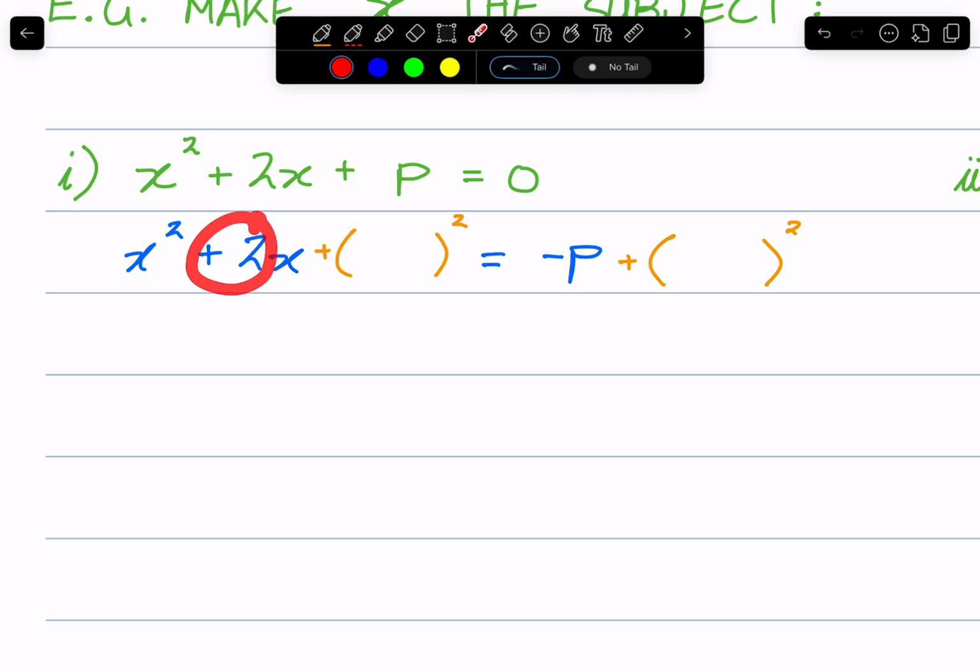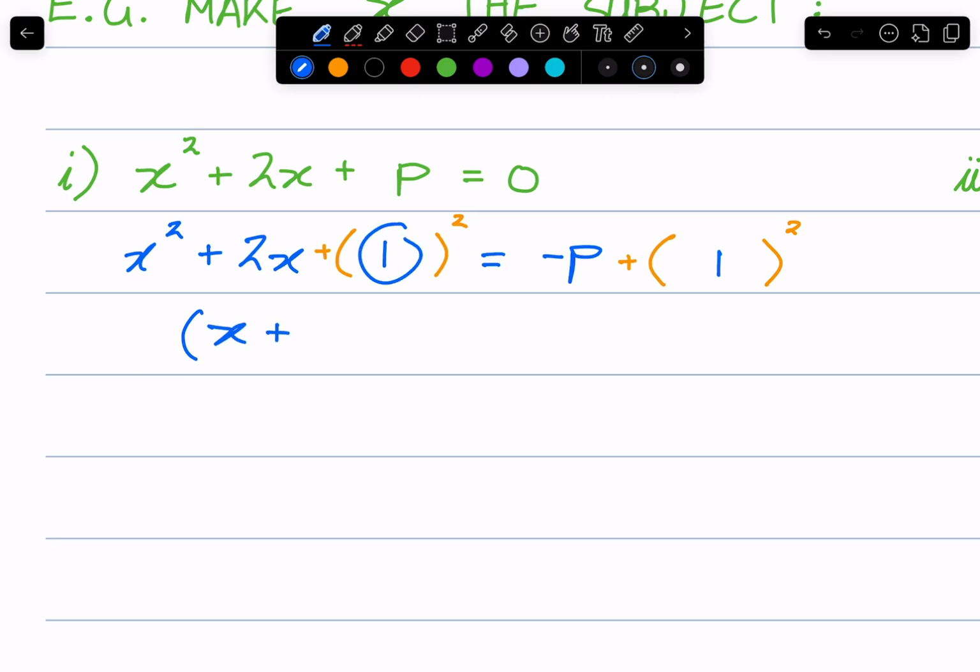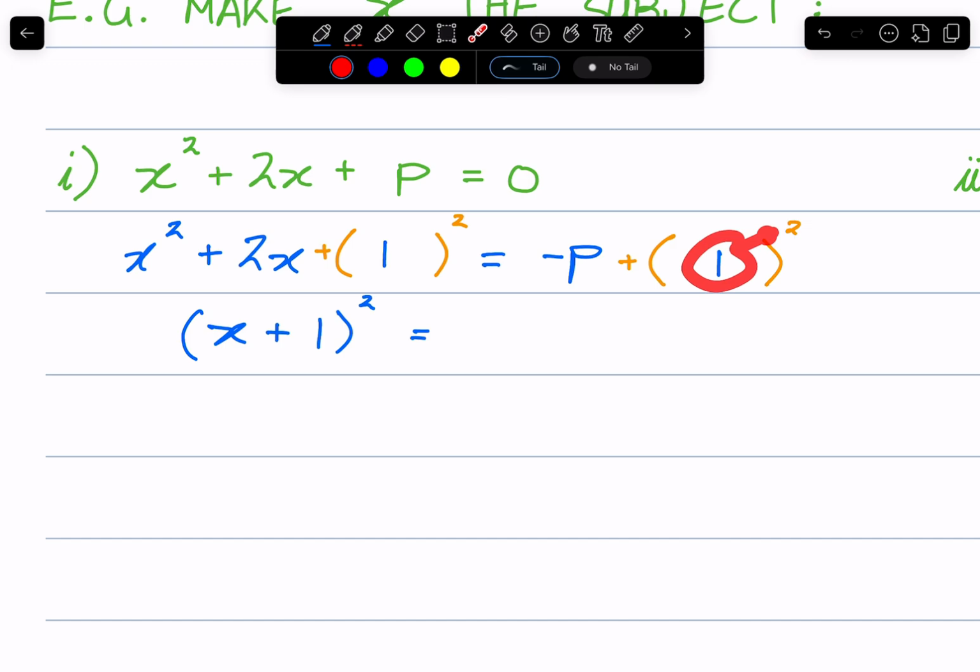So half of 2 is 1. And that's the number that goes inside this bracket. This is nice and easy. This is just 1. But the left-hand side will now always factor into X plus whatever we found, all squared. And the right-hand side, well, 1 squared is 1. I'm going to write it like this. It's going to be 1 minus P. And now X is on its own.